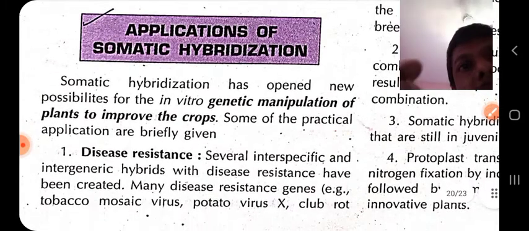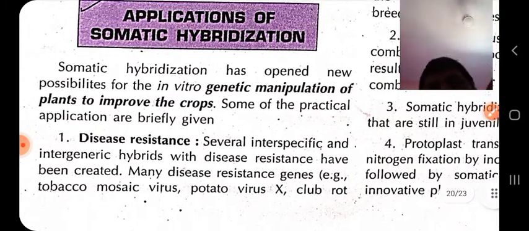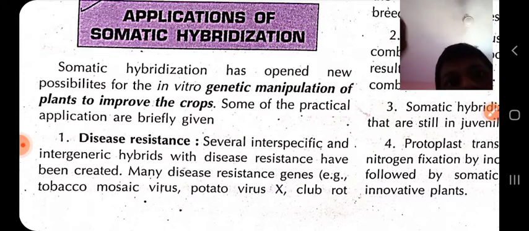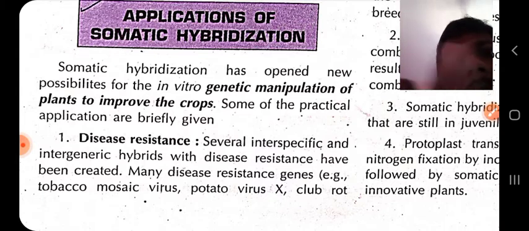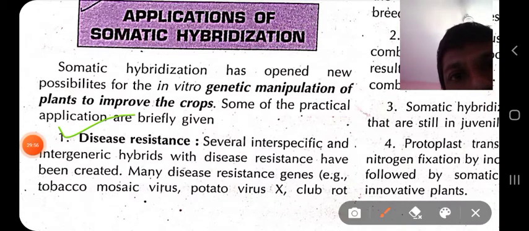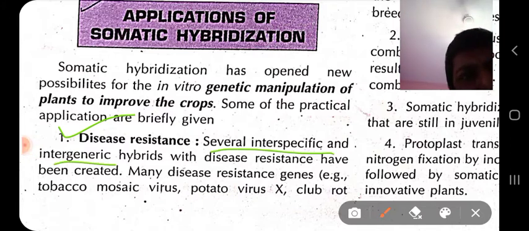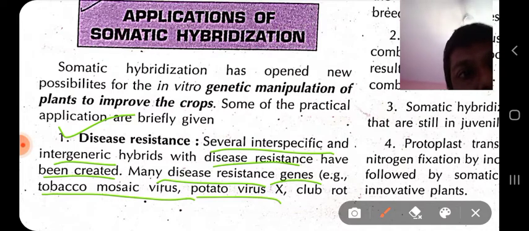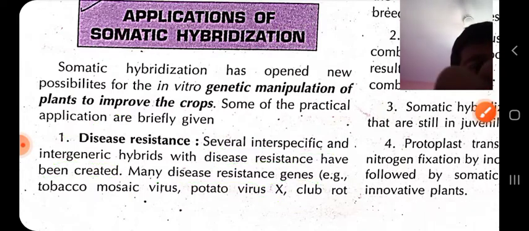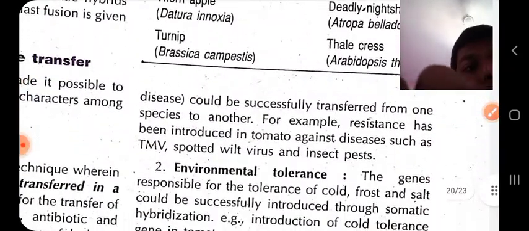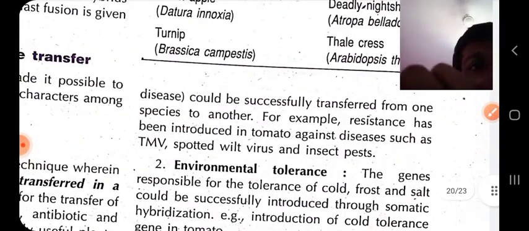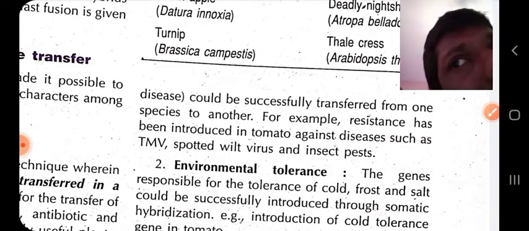Okay, so we can see that somatic hybridization has opened a new possibility for in vitro genetic manipulation of plants to improve the crops, like for example disease resistance. It is saying here that several interspecific and intergeneric hybrids having disease resistance property can be created. Many disease resistance genes, like tobacco mosaic virus, potato virus X, then club rot disease, could be successfully transferred from one species to another by fusion between the protoplasts.